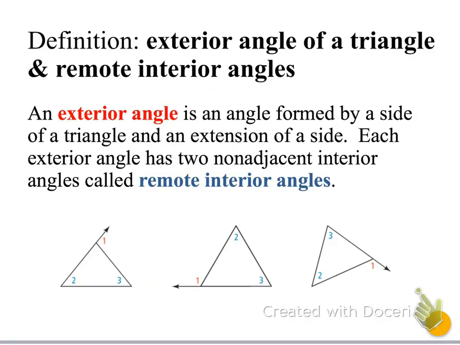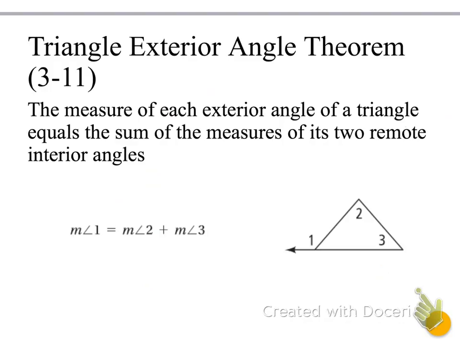Okay, definition of exterior angle of a triangle and remote interior angles. The exterior angle is the angle that sits on the outside. The remote interior angles are the blue ones, the ones that sit on the inside and are not attached to the exterior. Okay, triangle exterior angle theorem: if I add my two remote interior angles together, it will equal that exterior angle. So if you add the two angles not attached to it together, it should equal that exterior.